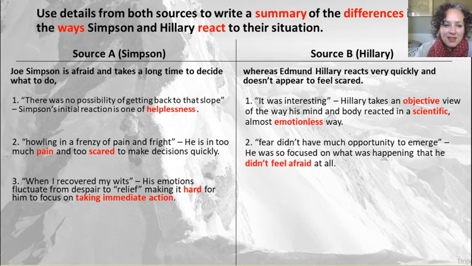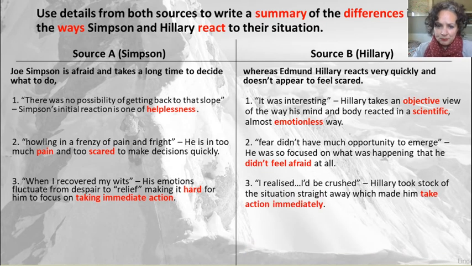Number 3 for source A. "When I recovered my wits." I mentioned this a minute ago, didn't I? So what we can infer from that quote about Simpson is that his emotions fluctuate from despair to relief, because he was saying here that he felt helpless, there was no possibility, he was in pain, he was frightened, and then he saw his chance to escape and he started laughing manically, and then he pulled himself together. So his emotions fluctuate from despair to relief, which makes it hard for him to focus on taking immediate action. So that's how he reacts. He reacts in a very emotional way, which makes it difficult for him to take a rational decision.